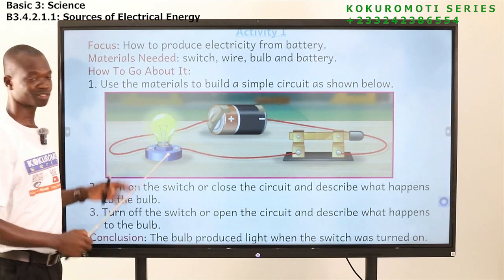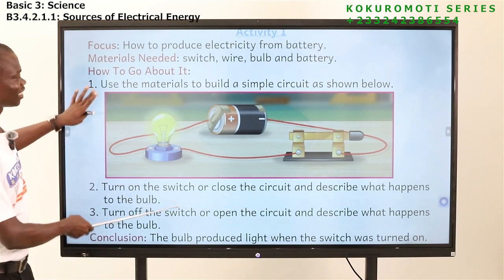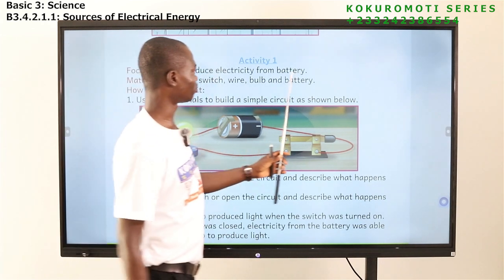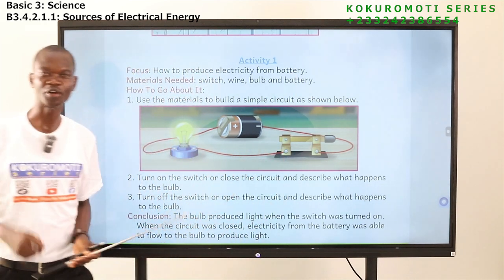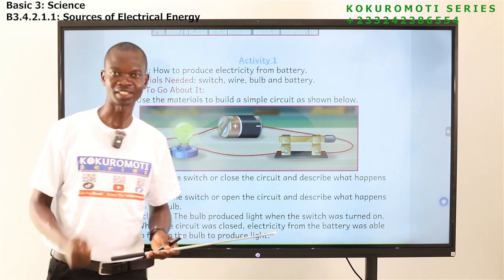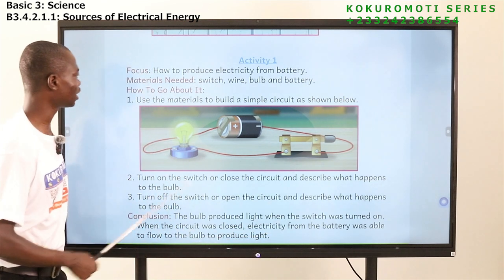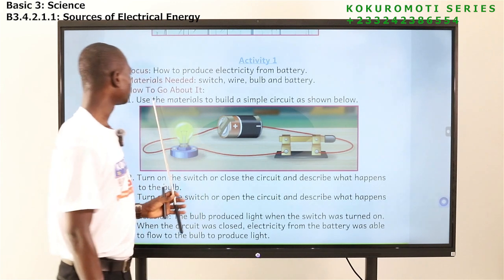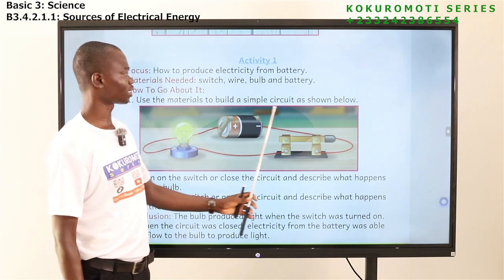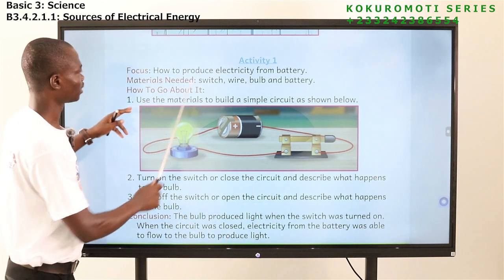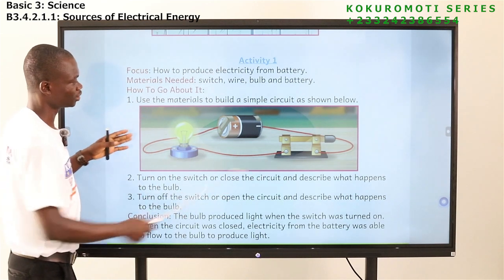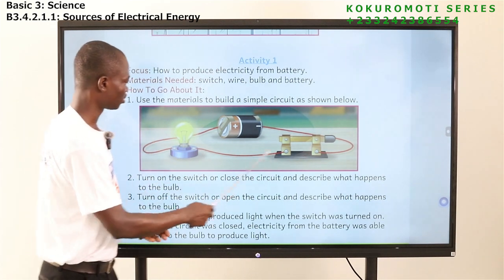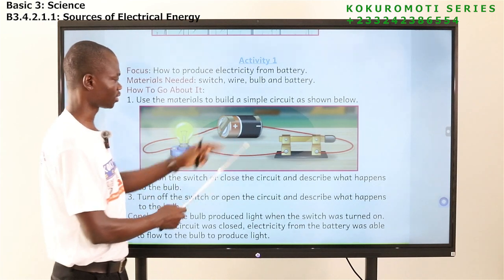There's an activity here. I'll perform this right now, but before that, let's look at the steps. The focus is to produce electricity from battery. So we are going to see how we can produce electricity from batteries. The things that we will need are switch, wire, bulb, and battery. Use the materials to build a simple circuit as shown below. So this is the bulb. This is the switch. Look at the wires, and then the battery is here.